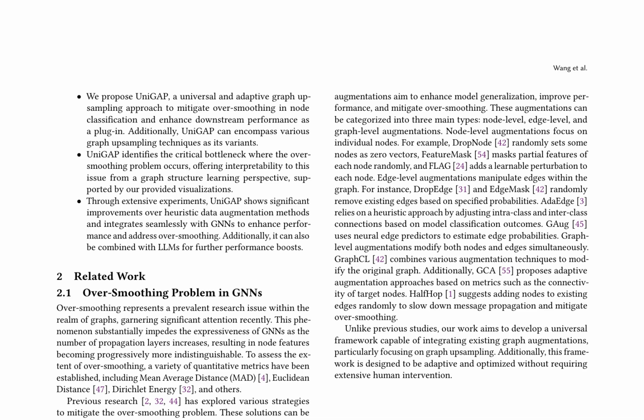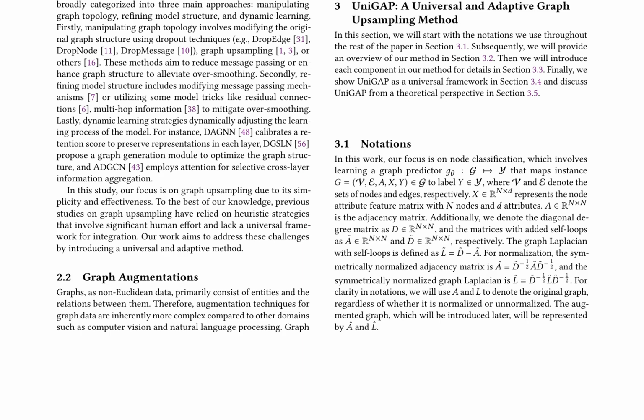Previous solutions to the oversmoothing problem in GNNs are categorized into three main approaches: manipulating graph topology, refining model structure, and dynamic learning. The authors focus on graph upsampling due to its simplicity and effectiveness, highlighting that previous studies have relied on heuristic strategies that involve significant human effort and lack a universal framework for integration.